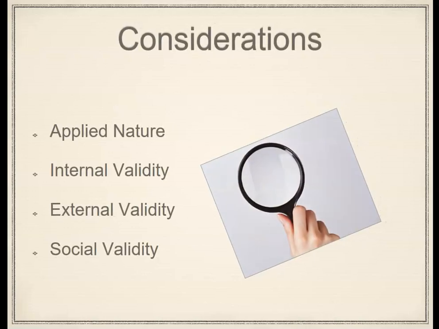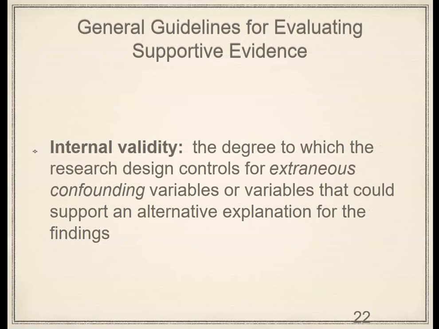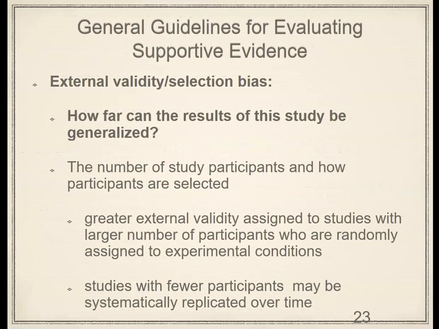As we move through the course, you'll be considering the applied nature of single-case research, internal validity, the degree to which the research design controls for extraneous confounding variables, or variables that could support an alternative explanation for the findings, like Sesame Street, or maturation, or repeated testing. External validity, or selection bias, tells us how far the results of the study can be generalized.